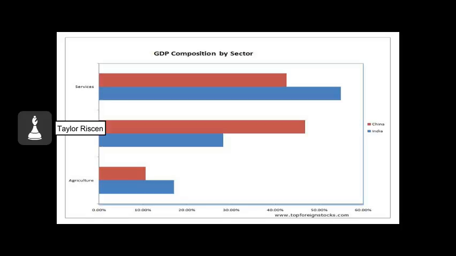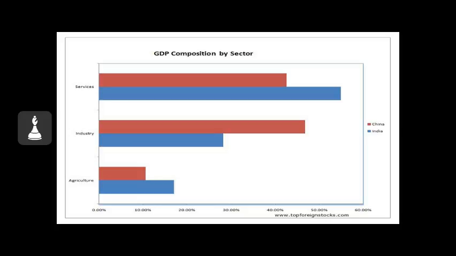This graph outlines the composition of GDP based on sector in India and China. The manufacturing sector accounts for about 47% of the economy in China. China is considered one of the world's leading manufacturers. Industries account for about 28% of the Indian economy. India's service sector is higher than China's, with the sector accounting for over half of the economy. India tends to excel in the service industry.